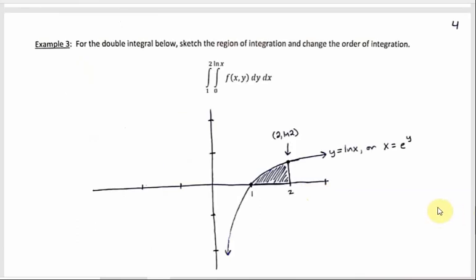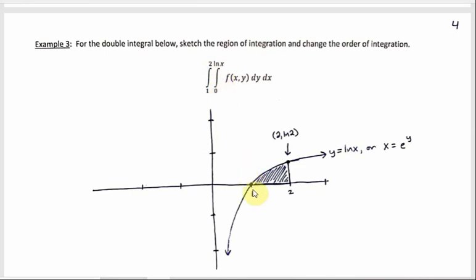For example 3, we want to sketch the region of integration and then flip the order of integration. So we've got a dy dx here. We want to rewrite that double integral as a dx dy. All right, but first, graphing. In the back of your mind, you want to think, okay, the x values are going from 1 to 2. And then we know the y values are going from 0 to the natural log of x.